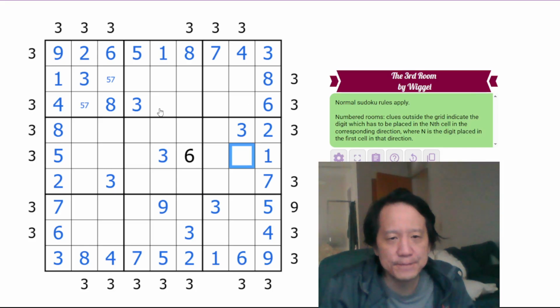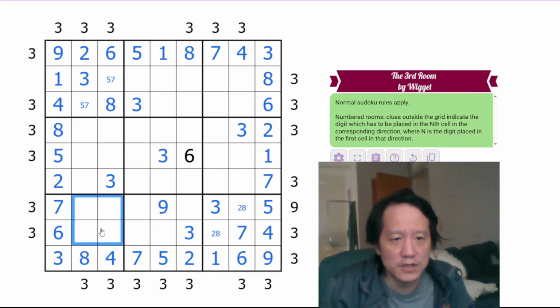Okay, digits in the lower right-hand box. We have 2, 7, and 8. 7 cannot be here or here because of the 7s in the row and the column, so this is 7 here. This becomes a 2, 8 pair.